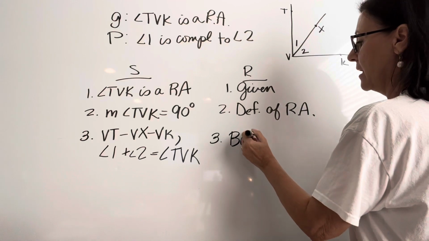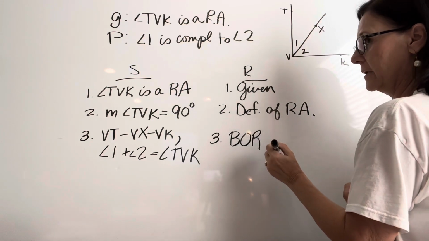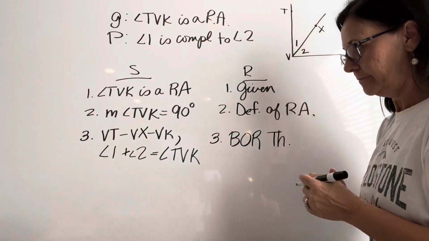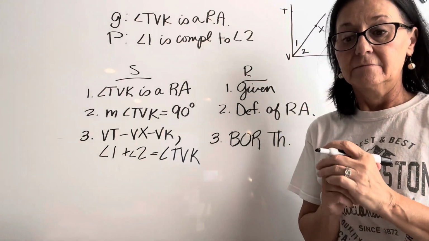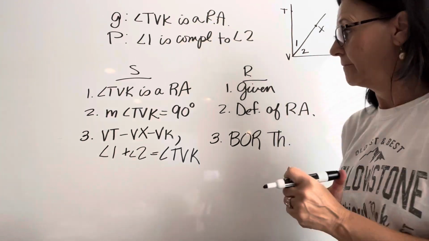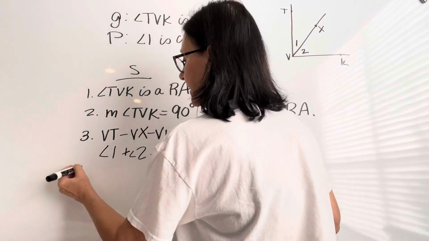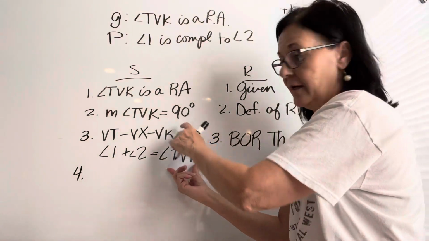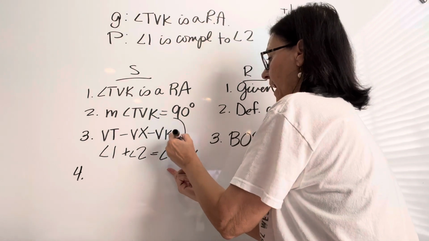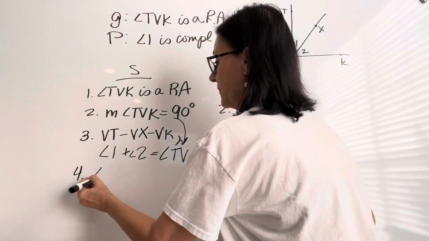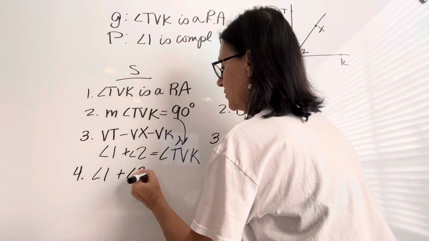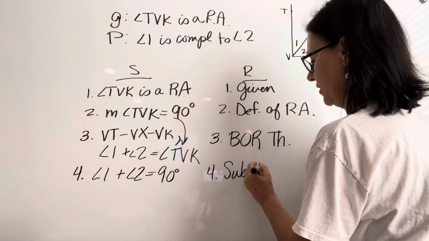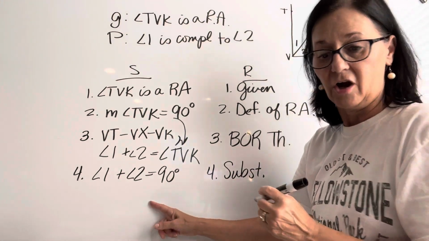The betweenness of rays theorem. Okay. Right? Betweenness of rays theorem. Then I'm going to use substitution. I already said TVK equals 90. So for TVK, I'm going to substitute in 90 degrees. So angle 1 plus angle 2 is 90 degrees. Why? Substitution. Now I can say they are complementary.